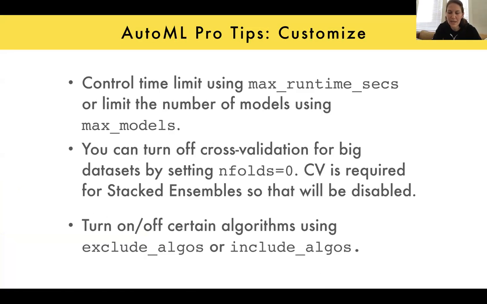This is just talking a little bit about how to configure it and how you can turn certain algorithms on and off if you want. You can change the cross-validation strategy to make it faster if you don't want to spend so much time on cross-validation. You can also control how long AutoML runs by saying how many models you want it to produce rather than the time, or you can use them both together.